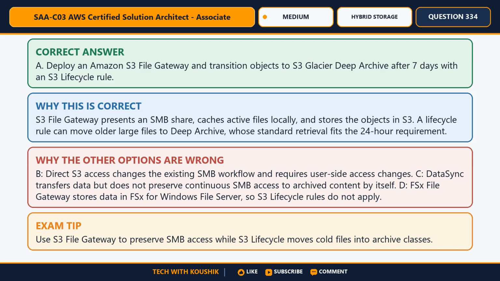B. Direct S3 access changes the existing SMB workflow and requires user-side access changes. C. DataSync transfers data but does not preserve continuous SMB access to archived content by itself. D. FSx File Gateway stores data in FSx for Windows File Server, so S3 lifecycle rules do not apply. Exam tip. Use S3 File Gateway to preserve SMB access while S3 lifecycle moves cold files into archive classes.